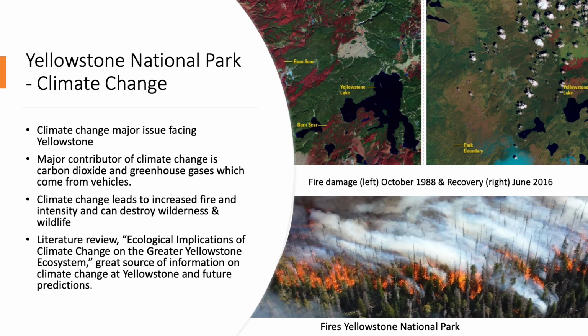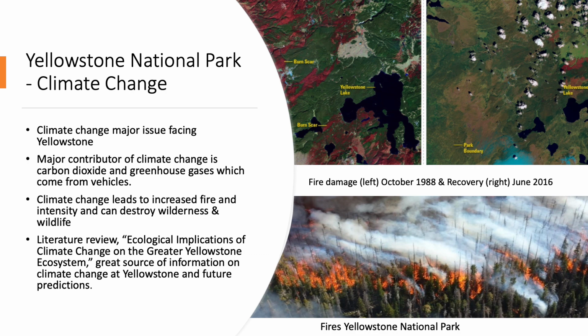Climate change is one of the biggest environmental problems facing Yellowstone. Carbon dioxide and greenhouse gases from vehicles are major contributors to climate change. Climate change can cause damage to the ecosystem and destroy vegetation and entire species. Climate change increases fires and their intensity, as seen in the photos.